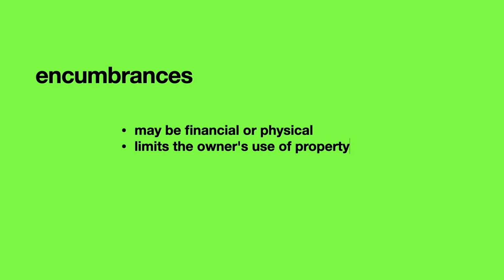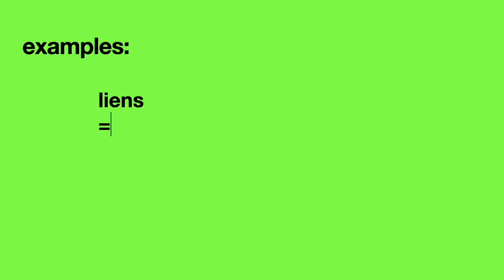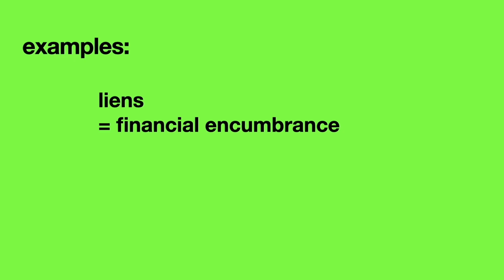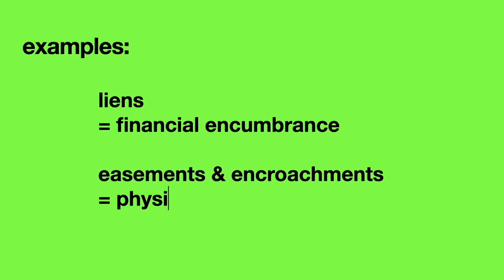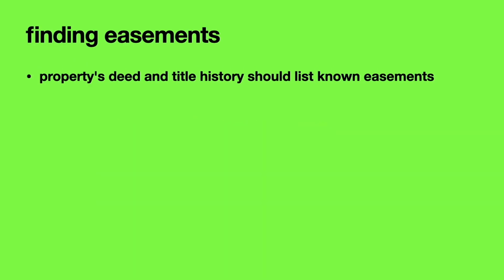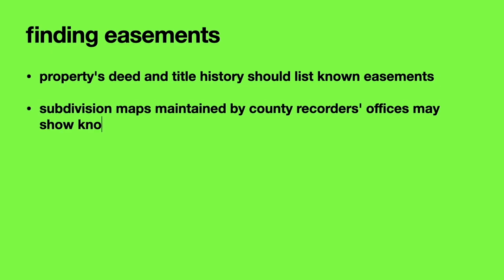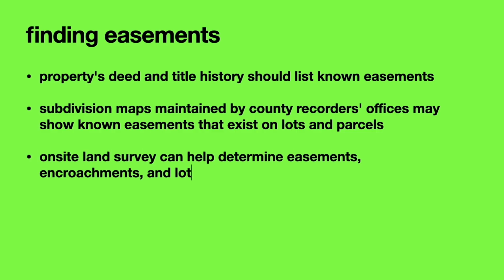Encumbrances. An encumbrance may be financial or physical. It limits the owner's use of property and can affect marketability and value. For example, liens are a form of financial encumbrance, while easements and encroachments are physical encumbrances. The property's deed and title history should list known easements. Subdivision maps maintained by county recorders' offices may show known easements that exist on lots and parcels. An on-site land survey can help determine easements, encroachments, and lot size.